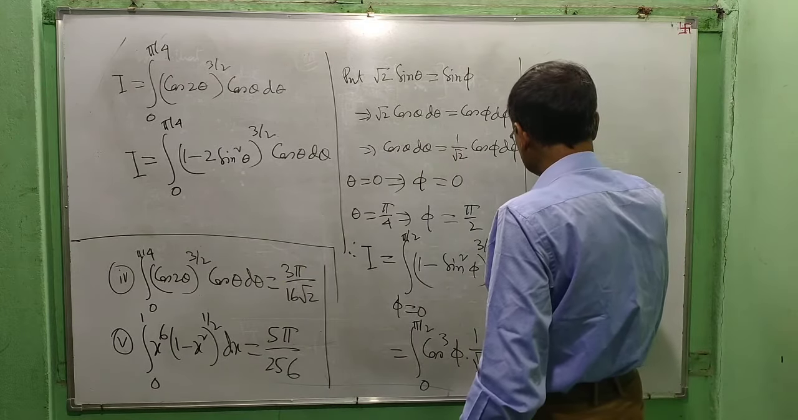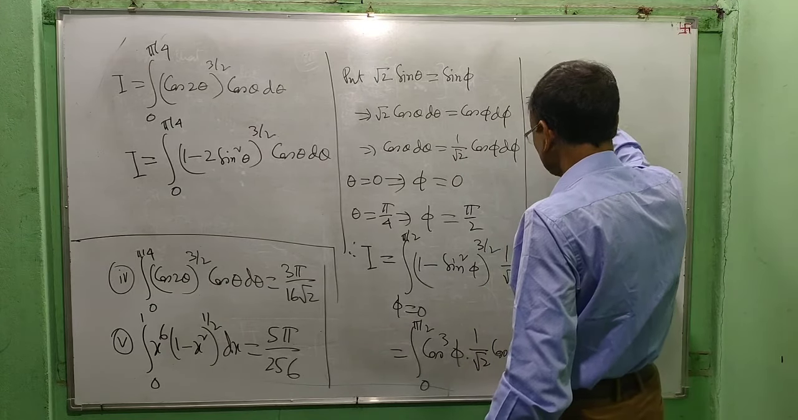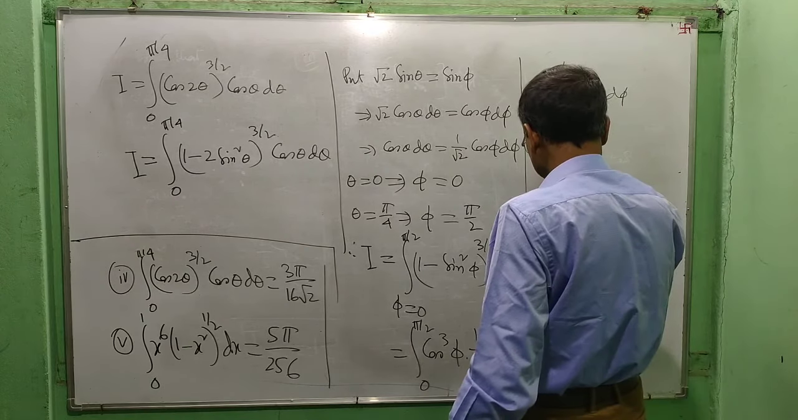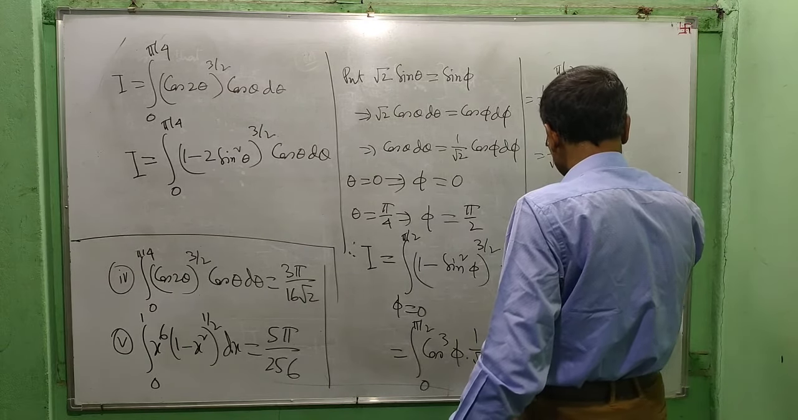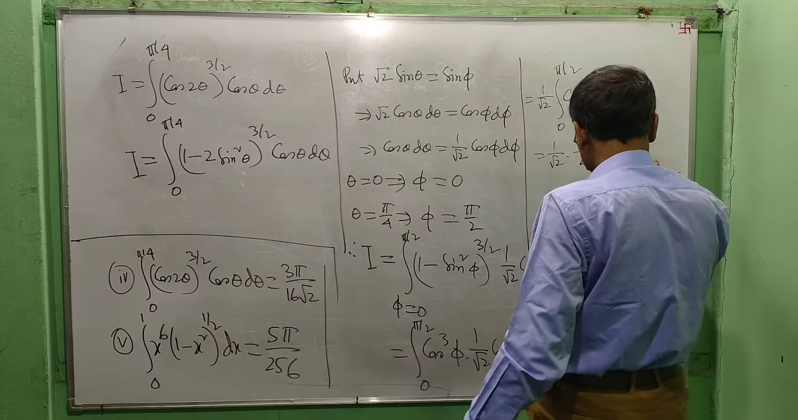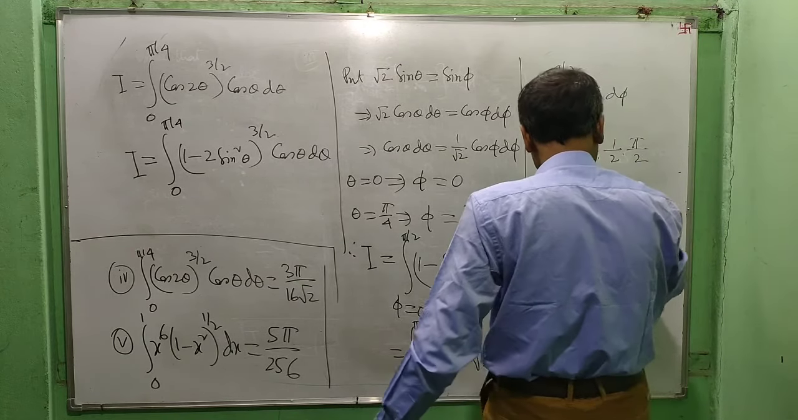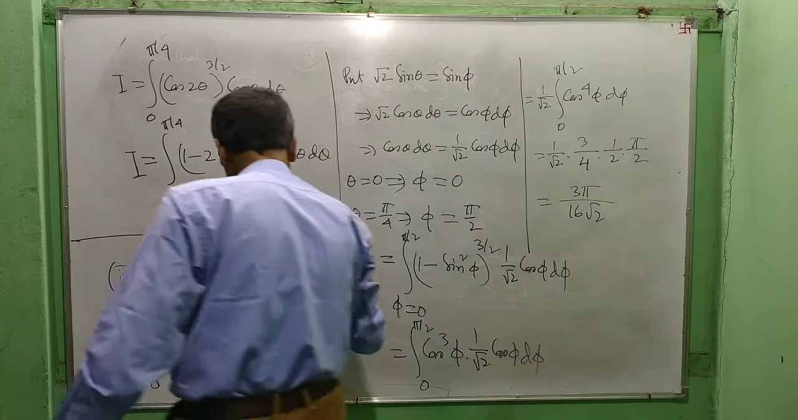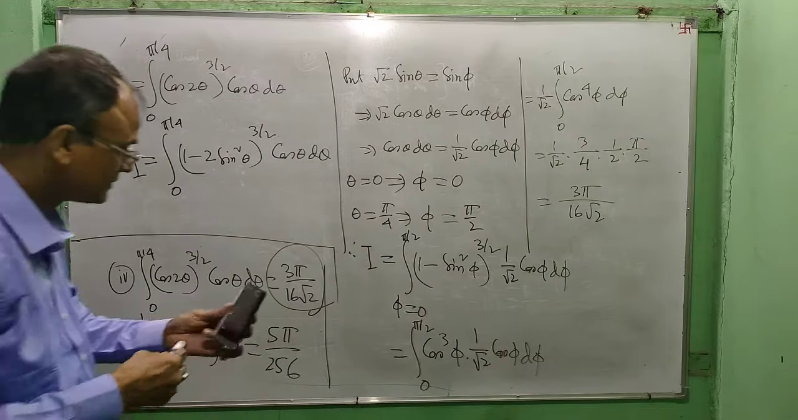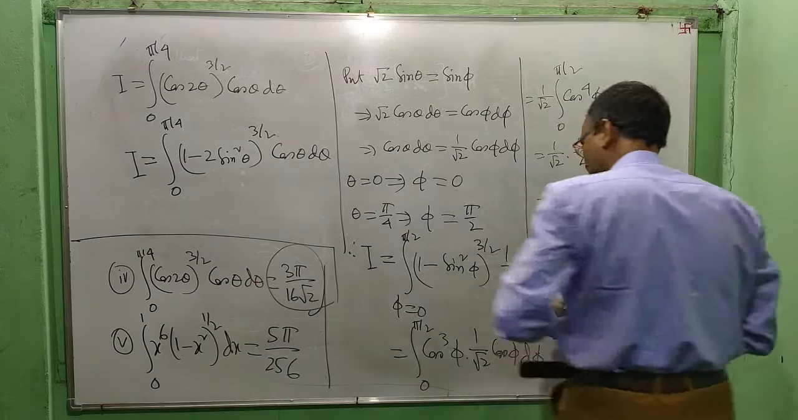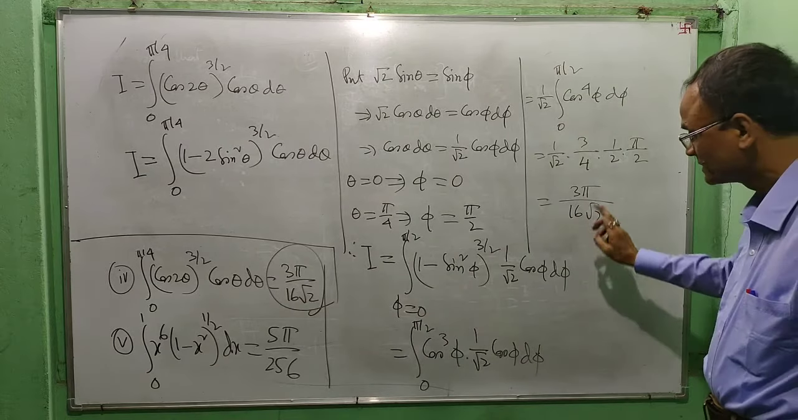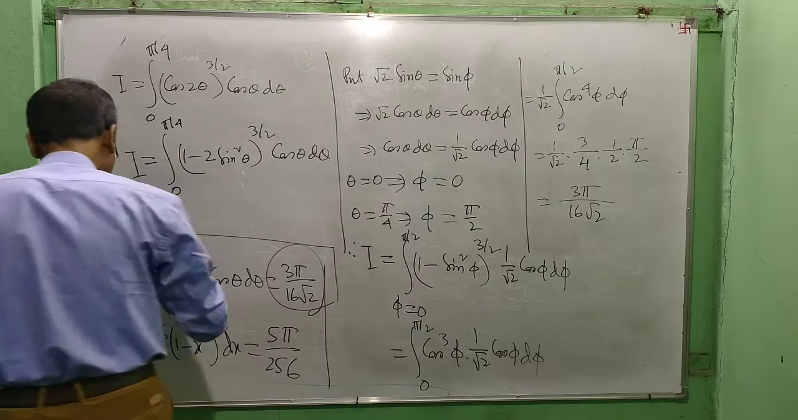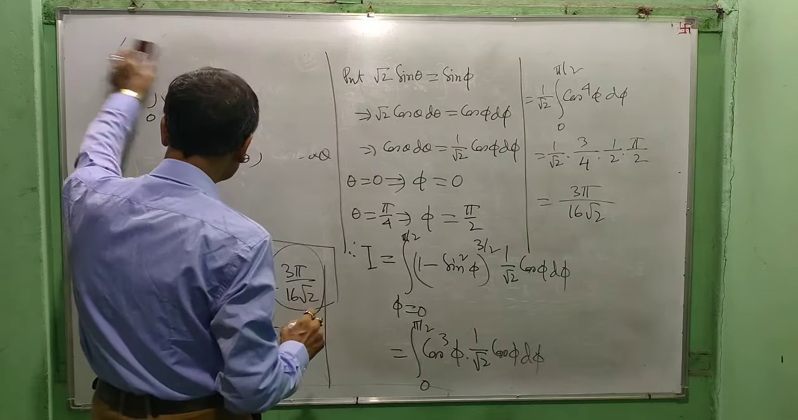This is equal to 1 by root 2, integration 0 to pi by 2 of cos to the power 4 phi d phi. It becomes very simple: 3 by 4 into 1 by 2 into pi by 2. This is equal to thrice pi divided by 16 root 2. Yes, we have proved number 4 also.